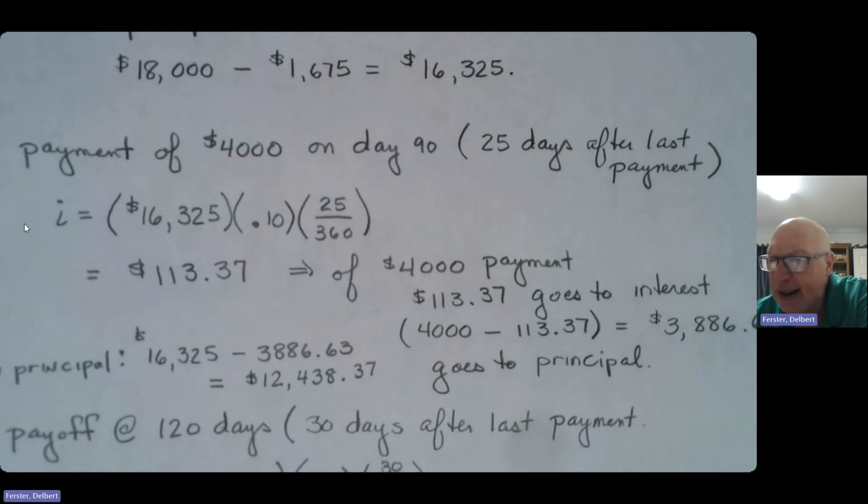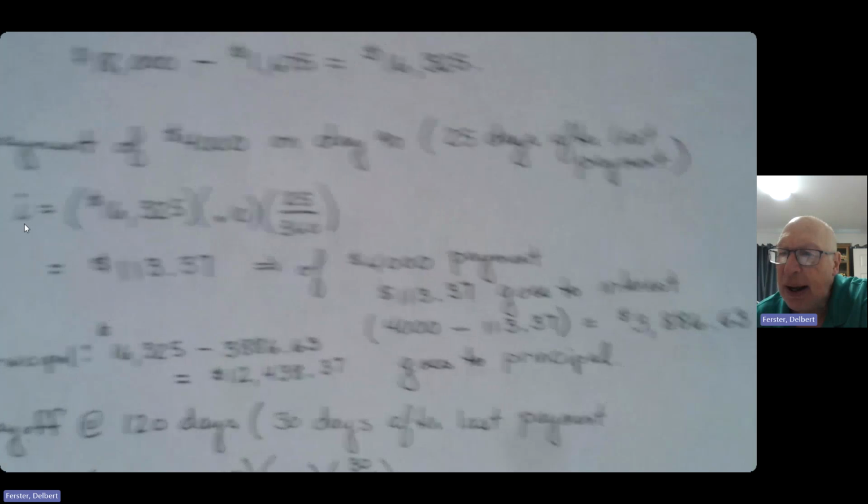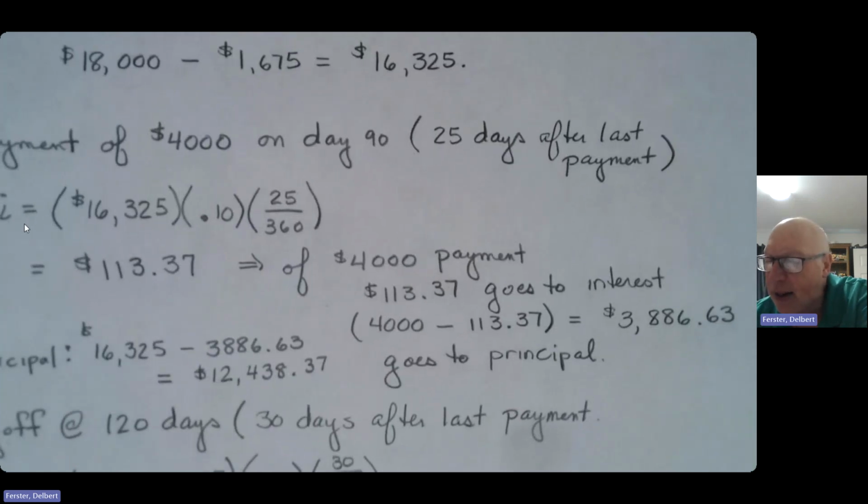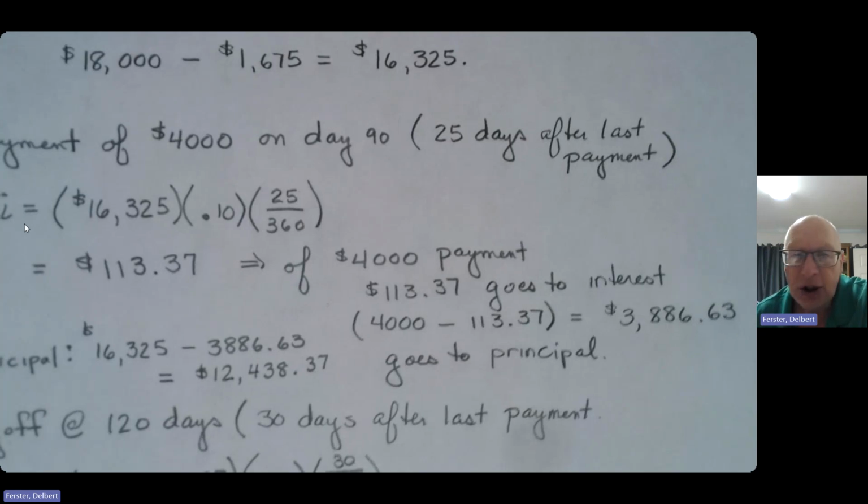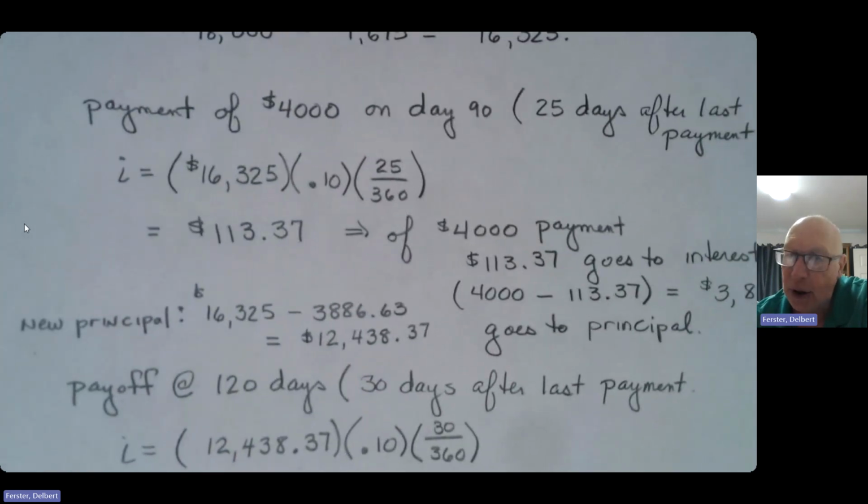So the amount that goes to interest first, $113.37. $4,000 take away that $113.37 gets us $3,886.63 to pay back our loan. So that goes against the principal. So our new principal will be the $16,325. Take away that $3,886.63. So we still owe $12,438.37. We're going to pay it off at day 120. All right, remember our last payment was on day 90. So on day 120, 30 more days go by to get to that last payoff.